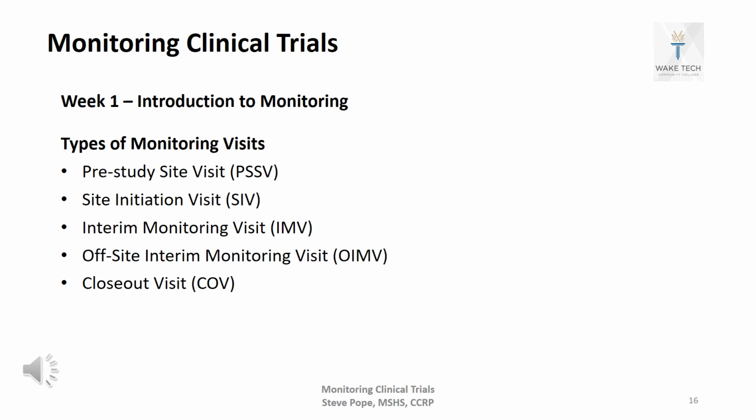So now let's talk about the different types of monitoring visits. Some of these you're going to be familiar with, some of them you may not be familiar with. They're going to include your pre-study site visit, or your PSSV. The next visit will be the site initiation visit. Then you're going to have your interim monitoring visit, which is the visit that we conduct most frequently. And then, if we're using a risk-based strategy involving off-site or remote monitoring, we may have off-site interim monitoring visits. And then finally, we're going to have a closeout visit. So these are the different types of visits, and let's take a look at each one, and where you can see the similarities and the differences.